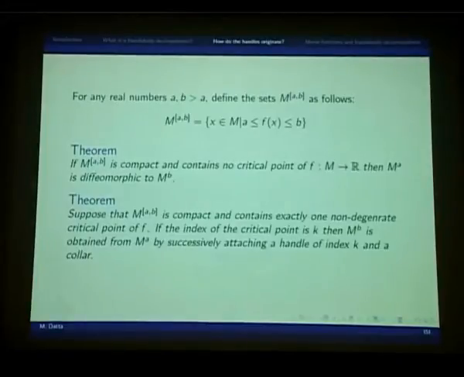So this is summarized in this theorem, that if M^ab is compact and contains no critical point of f, then M^a is diffeomorphic to M^b. But if it contains exactly one non-degenerate critical point, then M^b can be obtained from M^a by attaching a handle of index k and a collar.